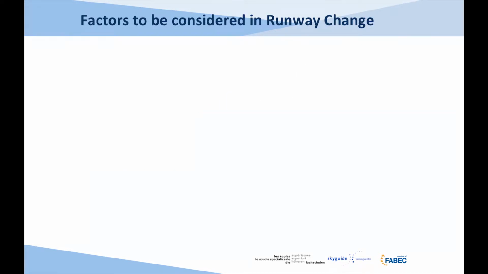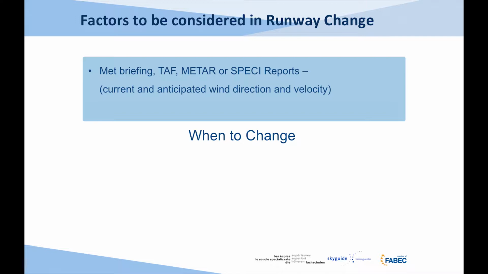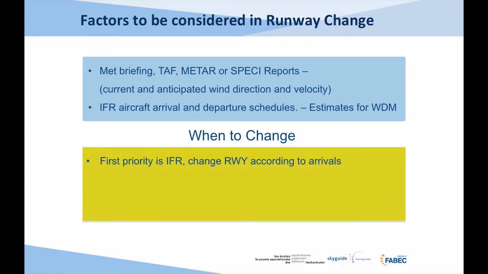The most important question that is going to bother you is, when is the best moment to change the runway? Here are a few factors that should be considered. Current meteo briefings, TAF, METAR or SPECI reports can give you an indication about the weather situation and upcoming changes. Another determining factor can be the IFR schedules. Usually it's much easier to hold and reroute your VFR traffic than adjusting the IFR traffic, as there are fixed schedules, and IFR traffic always has higher priority than VFR traffic. Therefore, the first priority regarding the moment for a runway change is your IFR traffic.